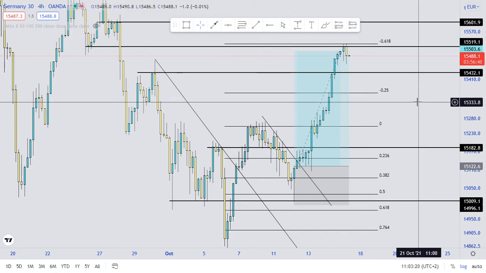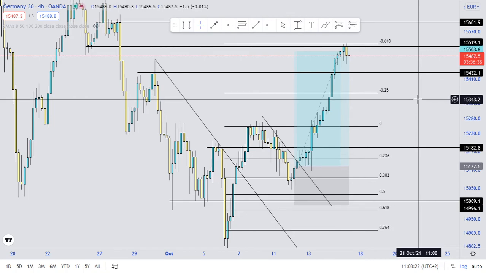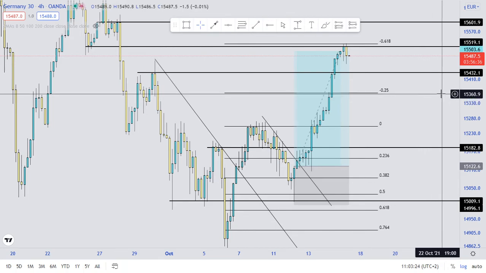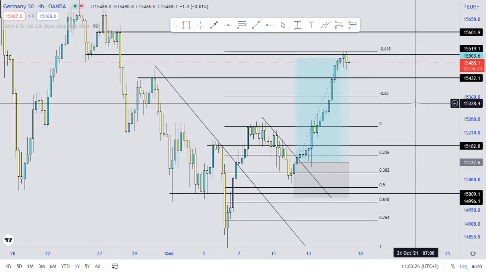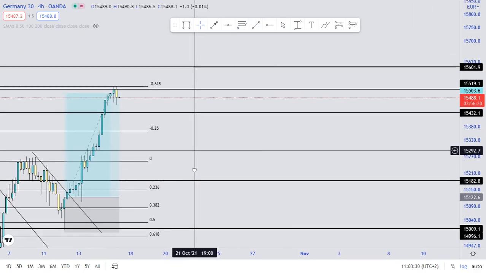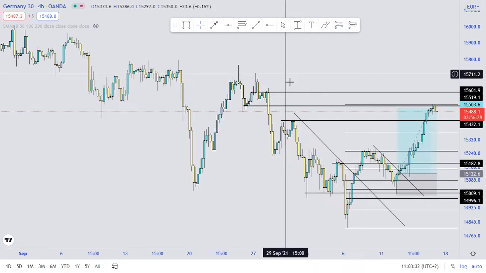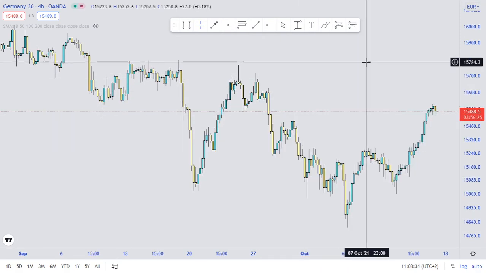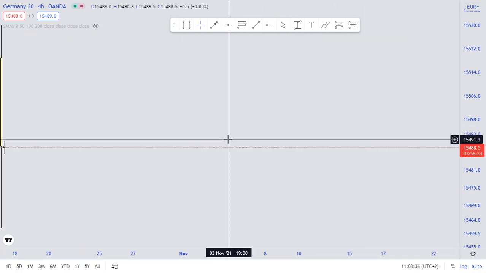So this is how simple this strategy is, guys. I hope you guys really get the technicals behind how the strategy works. It's basically plain and simple. Let me just clean it and show you something on this.